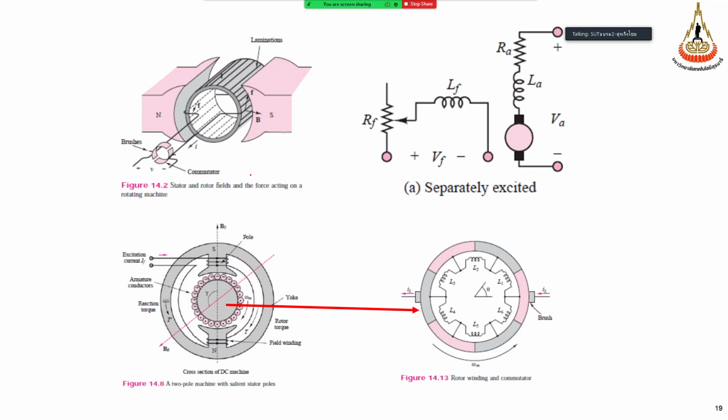So if we draw the symbol of this coil, we draw it like this. Okay. And this is the moving coil, which produces the torque or voltage here. And this is the commutator and carbon brush here. Sometimes we call this winding the armature conductor, armature winding. So this is the armature winding.